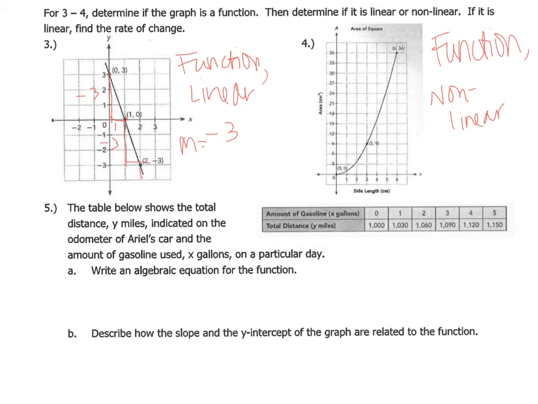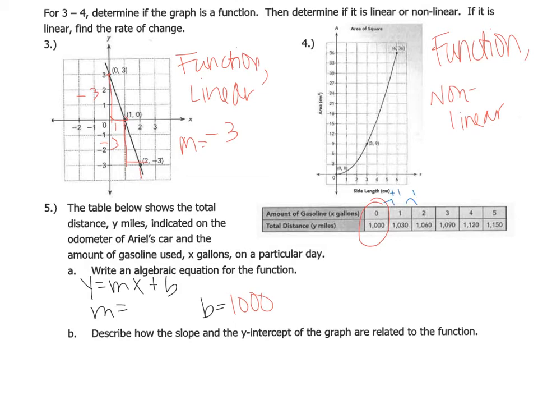Sorry about that. All right, the table below shows the total distance, y miles, indicated on the odometer of Ariel's car, and the amount of gasoline used in x gallons on a particular day. So let's look at the algebraic equation. First of all, y equals mx plus b. We need to find m, and we need to find b. b is the easy one. b is when x is 0, what is y? 1,000.